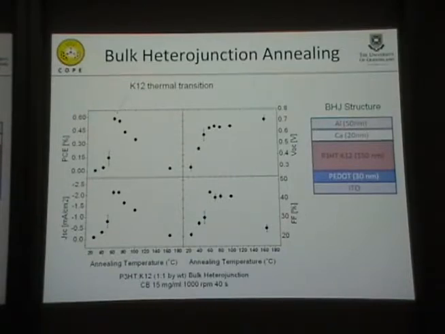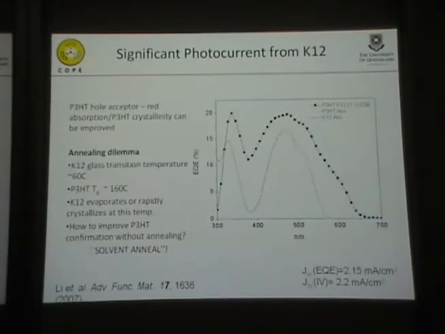And so now if we keep the cathode the same and then just go with a 1-to-1 by-weight blend using chlorobenzene, and look at the effect of annealing, we see that around this low temperature thermal transition, we see a massive jump in the efficiency. And we attribute this, of course, to the change in morphology of the K12 and its transport properties.